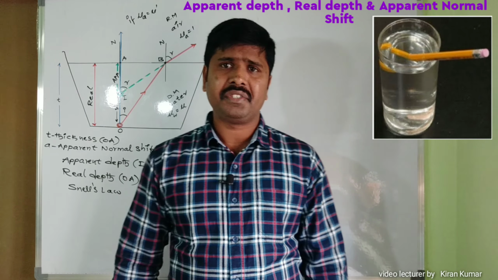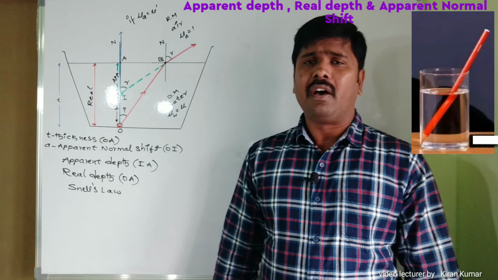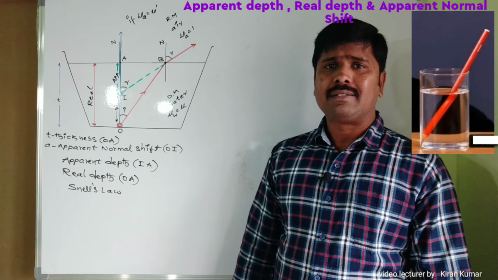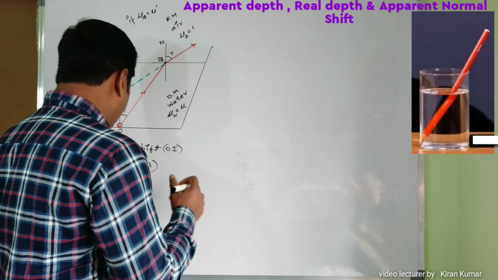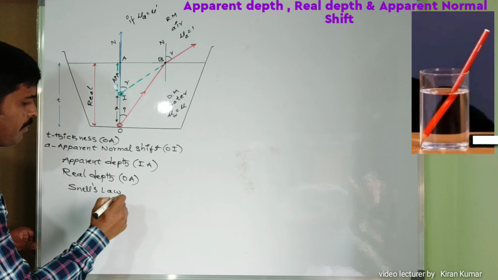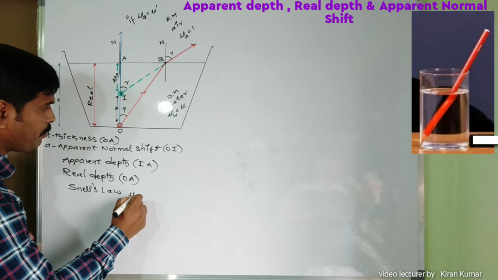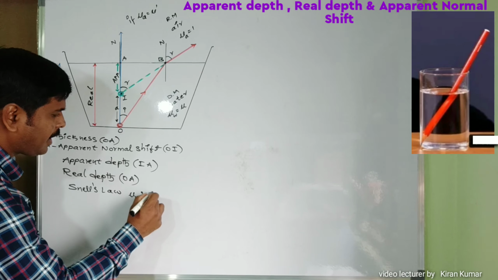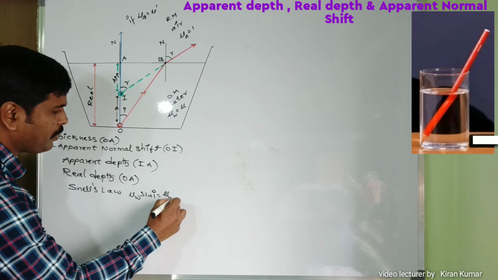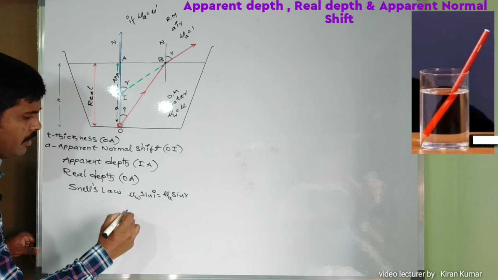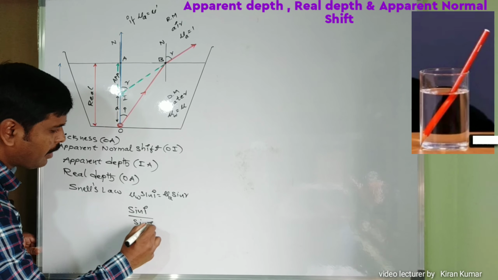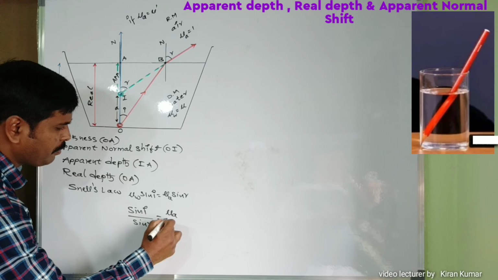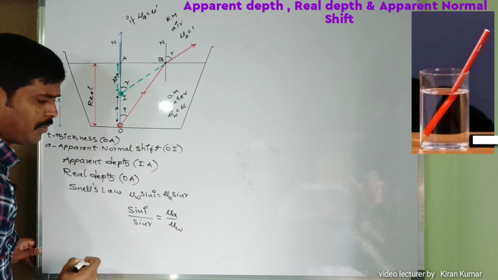And Snell's law, what is Snell's law? The product of the refractive index of the medium and the sine of the angle is equal to a constant. Now according to Snell's law, mu W sine i equals mu A sine r. Now sine i divided by sine r equals mu A divided by mu W.